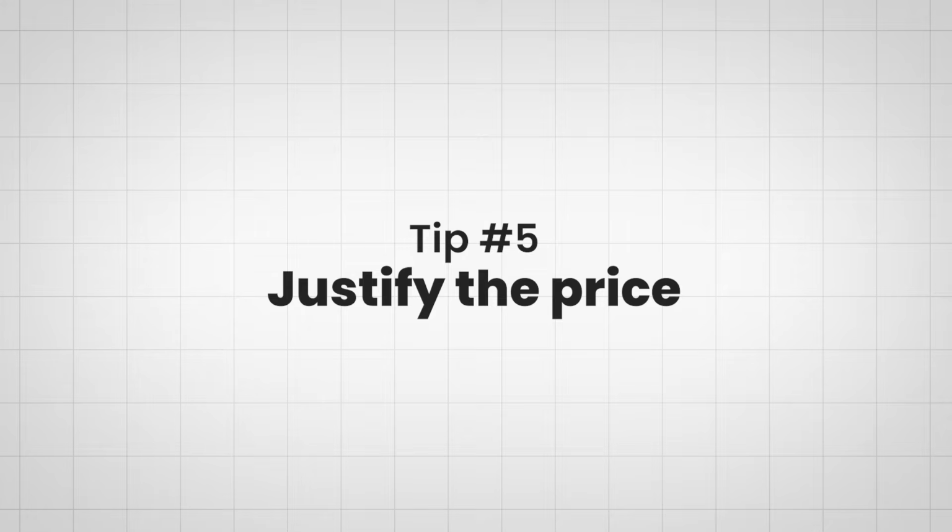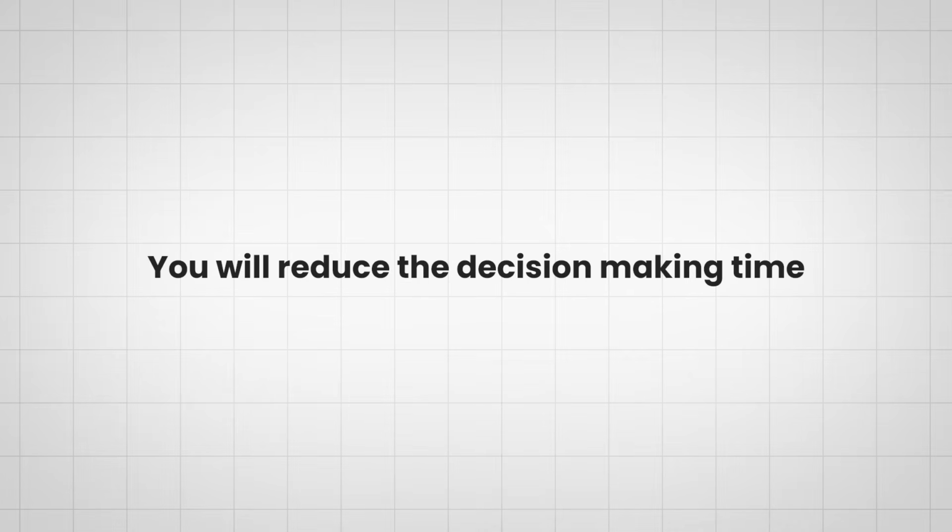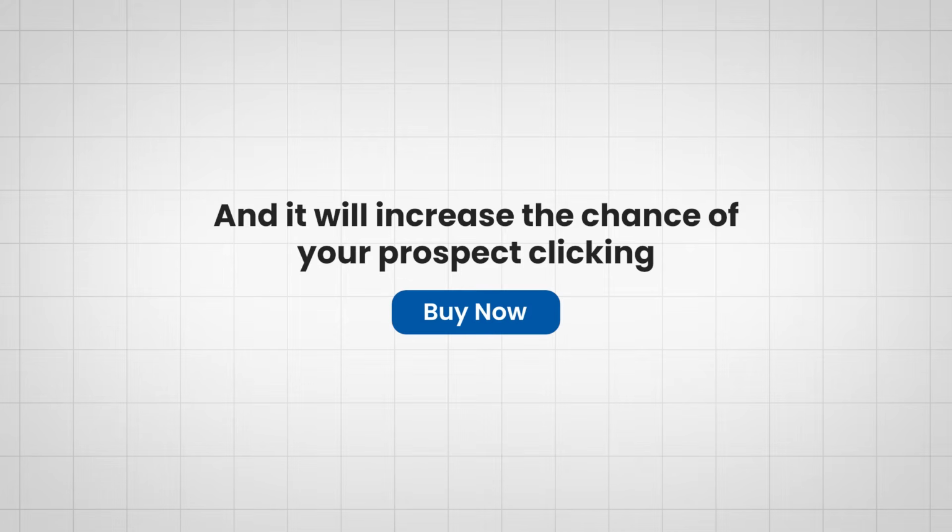All right, here is your next copy tip for lowering the CPA on your ads. Tip number 5, justify the price. One of the big friction points between the click and the conversion is the price. So if you can justify your price before they see it on the sales page, it will reduce the decision-making time and it will increase the chance of your prospect clicking buy now.